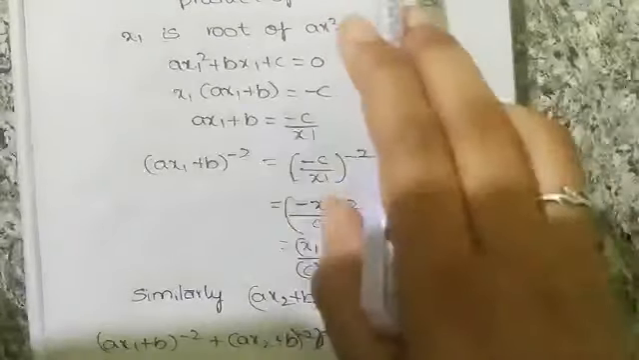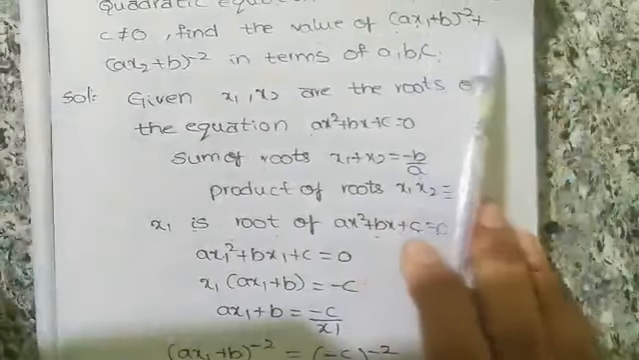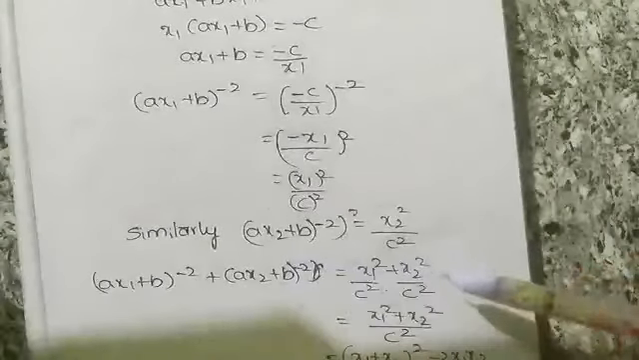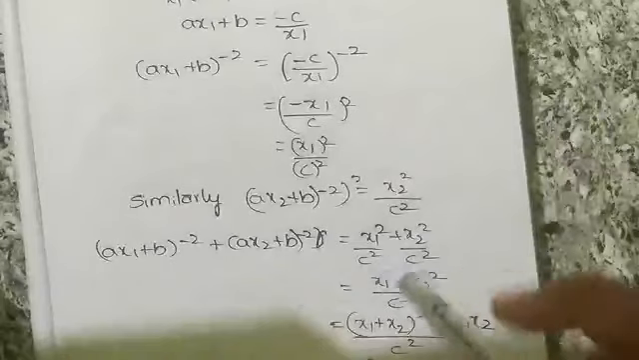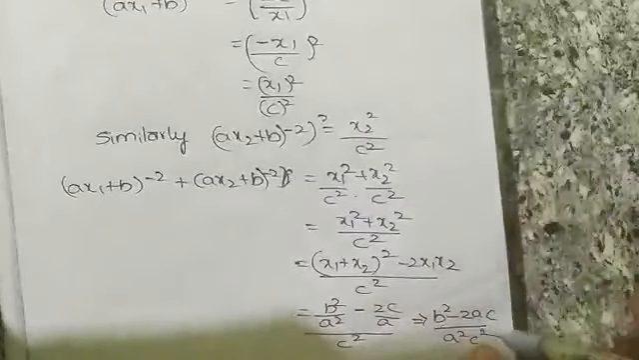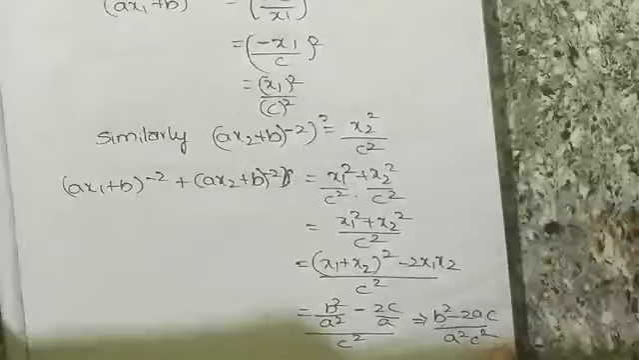Now they asked us to find the sum of (ax1 plus b) whole power minus 2 plus (ax2 plus b) whole power minus 2. So now we have to add the two. So at last we will get b square minus 2ac by a square c square.